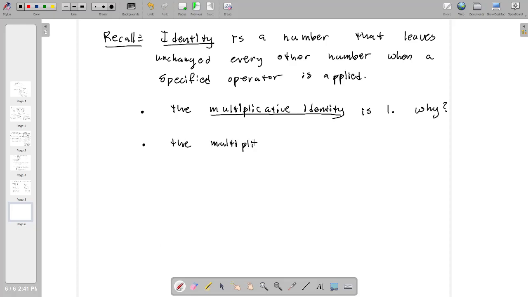The multiplicative inverse of a is 1 over a. Now, that's because when you multiply a times 1 over a, the result is 1, the multiplicative identity. We're not trying to get to 0, because 0 is the additive identity. We're trying to get to the multiplicative identity because that's the type of inverse we're looking for.